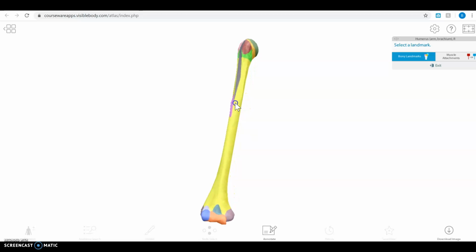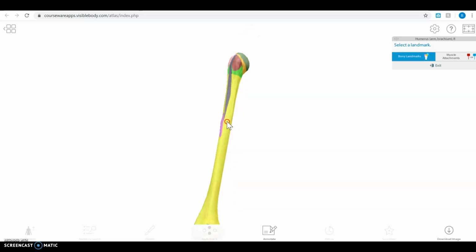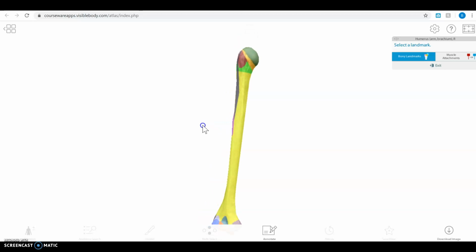At the top, you have this rounded ball-like head of the humerus. It articulates with the glenoid cavity of the scapula. Then right below that, you have the anatomical neck of the humerus. This is different from the surgical neck. You don't have to know the surgical neck, but it's called the surgical neck because this is where you get a lot of breaks in the humerus.